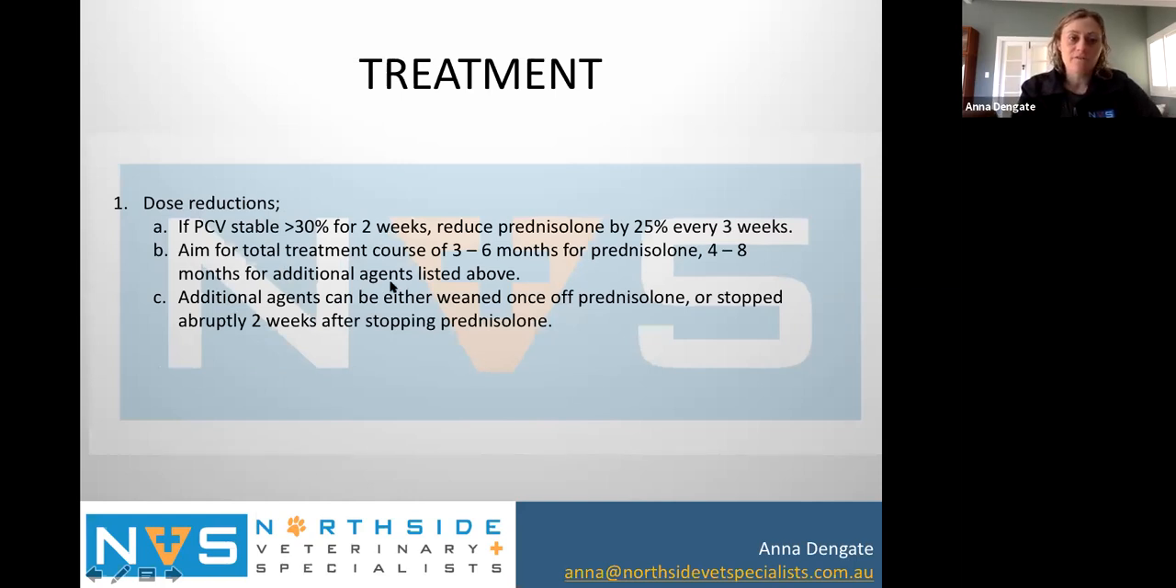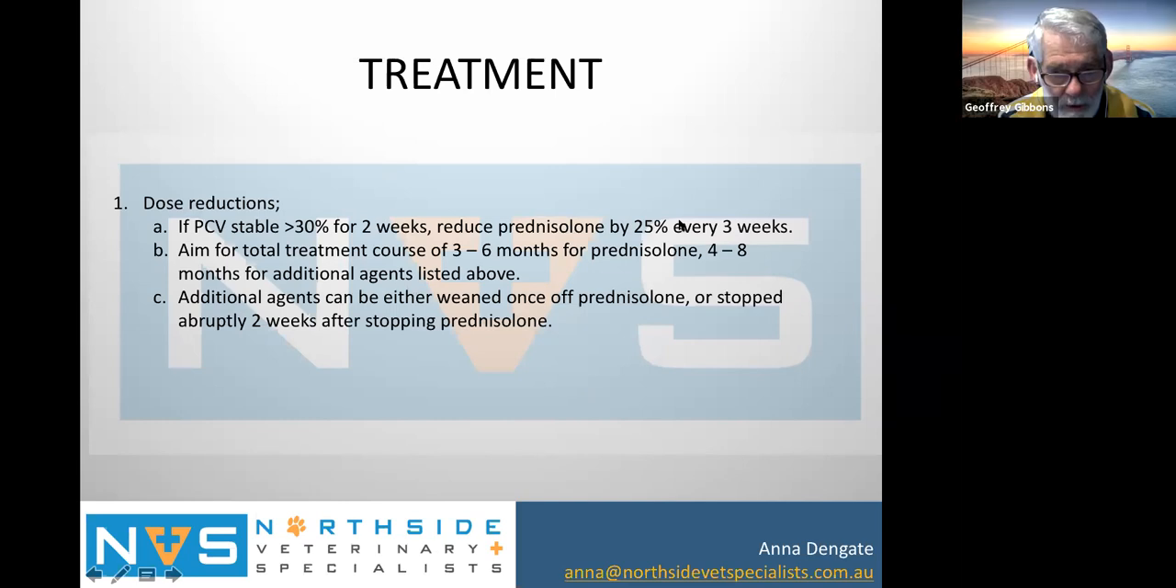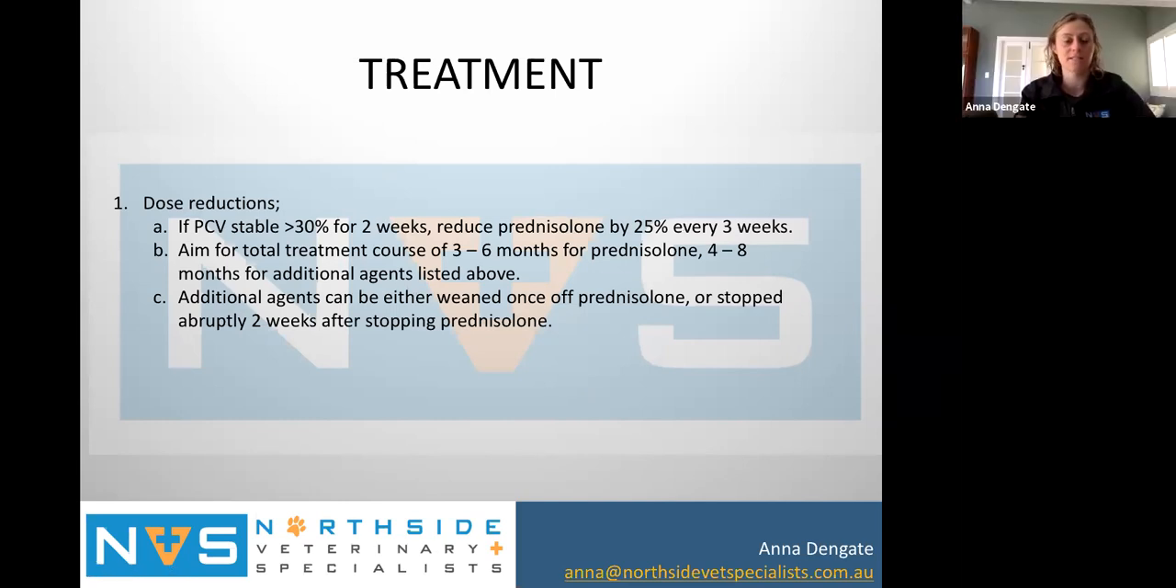And as far as dose reductions go, the goal is to keep the PCV stable at greater than 30% for 2 weeks. And then we can reduce prednisolone by 25% every 3 weeks, as long as the PCV stays stable over 30. And obviously you completely change course if they drop at all. Aim for a total treatment course of 3 to 6 months for prednisolone. And if you're reducing by 25%, they're going to be on a pretty low dose for the tail end of that.